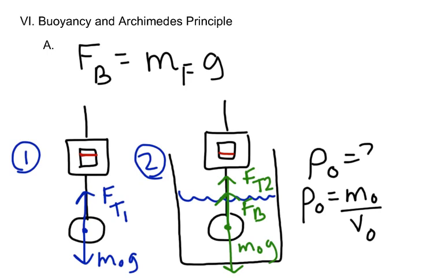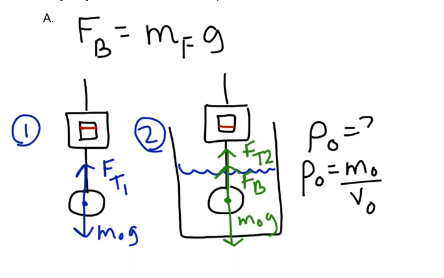So the problem to solve here is to find the density of the object. And we know the density of the object is the mass of the object divided by the volume of the object. To solve this problem, we're going to look at three things. First, Archimedes' Principle: the buoyant force acting upward on an object is equal to m sub f g. We're also going to look at density equal to mass over volume. And we're also going to use Newton's second law of motion.